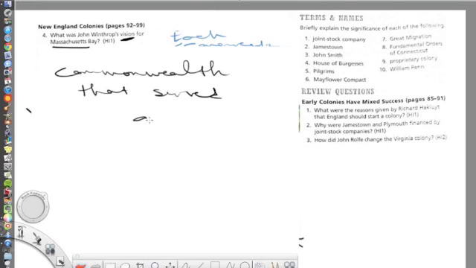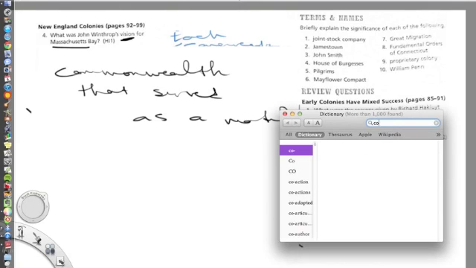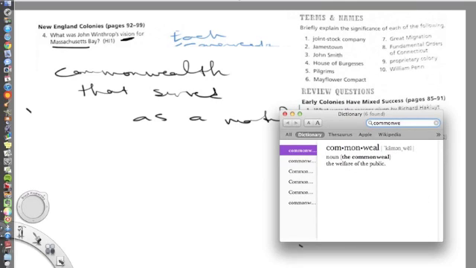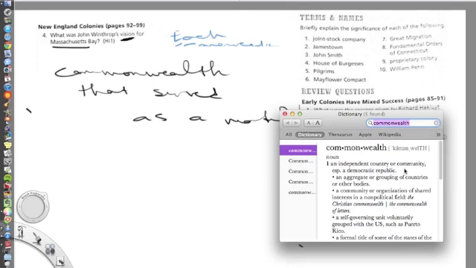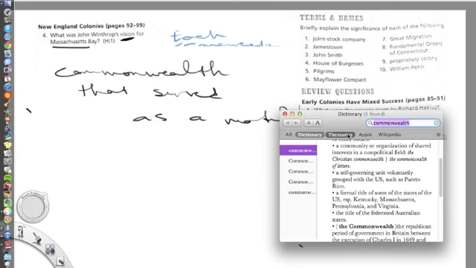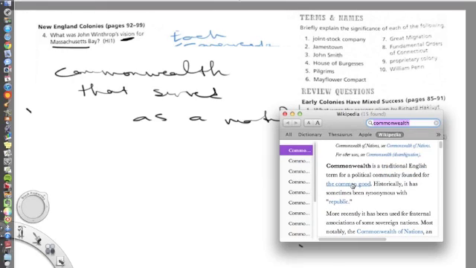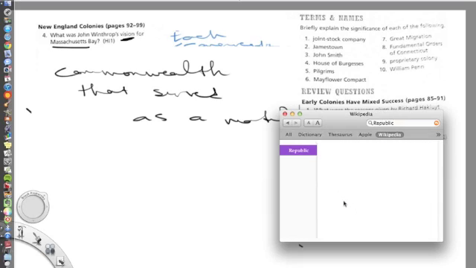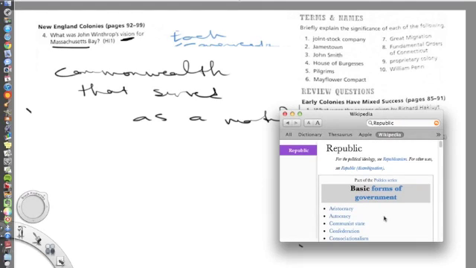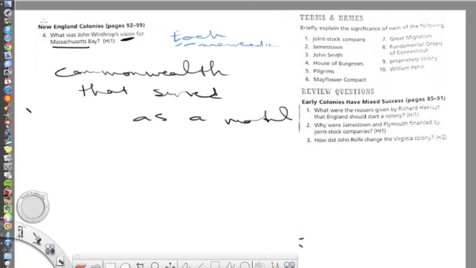All right? And before I wrap up number 4, let's just use the dictionary to find out what a commonwealth is. So I'll pull out the dictionary, and then let's type up Commonwealth. An independent country or community, an aggregate or grouping of countries, and then we can look at the thesaurus. No entries found. We can look at Apple. We can look at Wikipedia, and then we see it is a traditional English term for a political community founded for the common good. Historically, it has sometimes been synonymous with republic. And I think it's important to start building your vocabulary. But let's get back to the assessment.